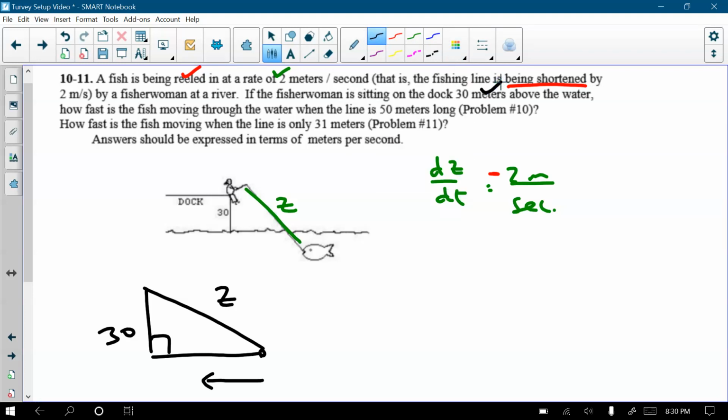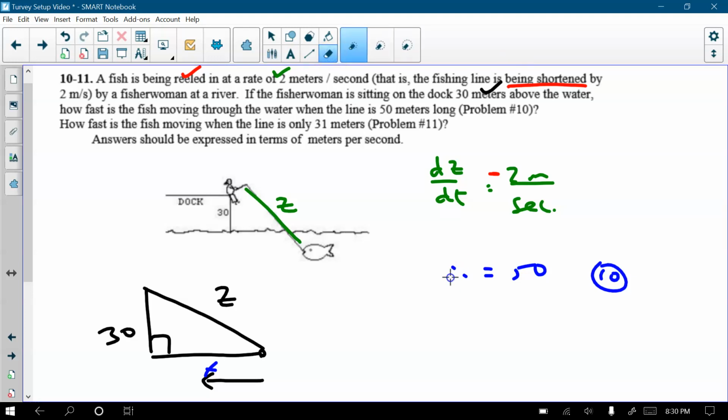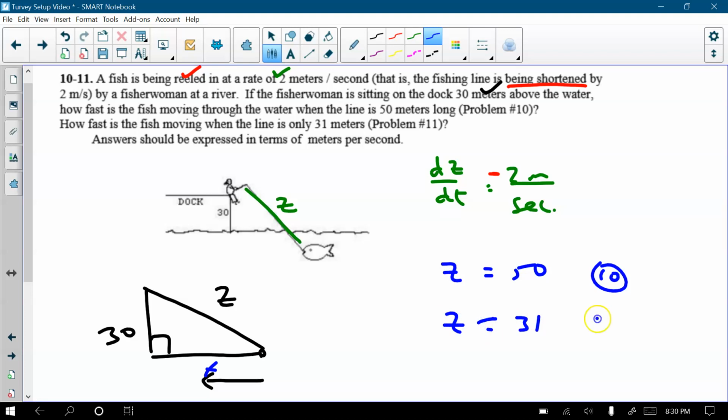Okay. How fast is the fish moving when the line is 50 meters long? Okay, so then x is 50. We'll call this distance x. That's for problem 10. And then for problem 11, how fast is it when the line is only 31 meters? Let's back up. Both of these said when the line is 50 meters and 31 meters. That's when z is 50 meters and 31 meters. Okay, so that's going to be a 11.